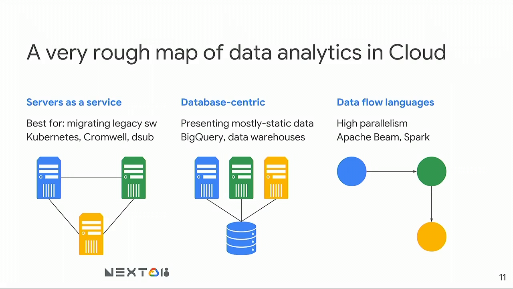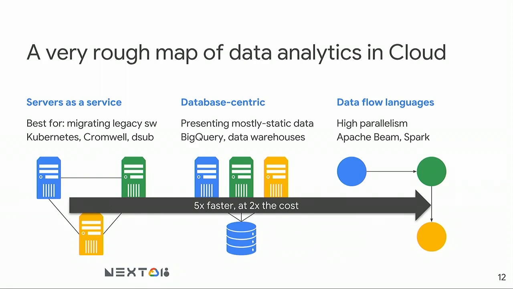And there are multiple such languages. There's Apache Beam that we'll talk about, and you may have heard of Spark also. You get parallelism because each of these three steps in the picture can be done at the same time. Each of these may be different computers running at the same time. And also each individual step can be done in a cooperative manner by multiple computers.